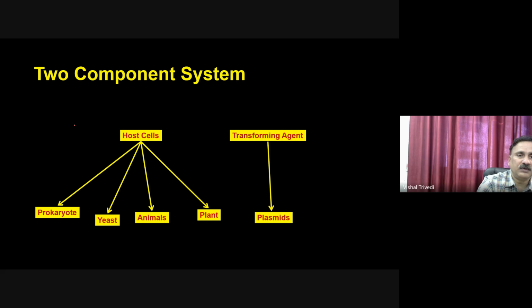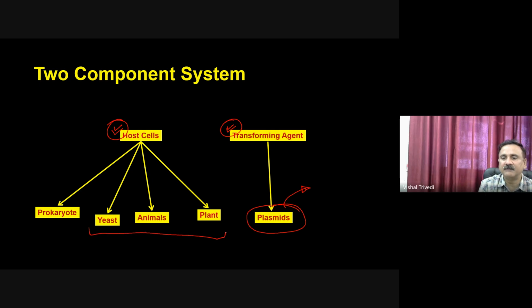So in the two component system, so far we have discussed the host cells. Now we'll discuss the transforming agents, because that is also very, very important. You have to understand what is there in the transforming agents. The transforming agents are also going to be of different types. You can have prokaryotic transforming agents, or you can have eukaryotic transforming agents.